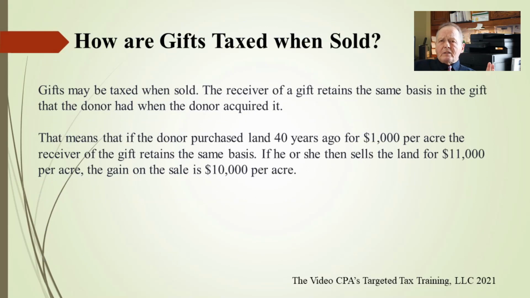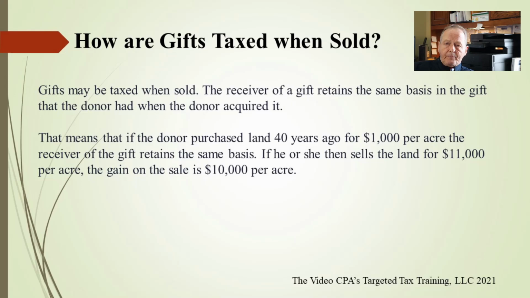All right, so let's talk about gifts, and this is pretty important here because most people don't realize this either. Say in this example you received a gift of property, undeveloped land, and the donor purchased the land 40 years ago for $1,000 an acre. So he gifts it to you, and at the time he gifts it to you, the land has gone up to $10,000 per acre. Okay, so you turn around and sell it. It could be a year later, it could be a couple of days later, but you sell it for $11,000 per acre.